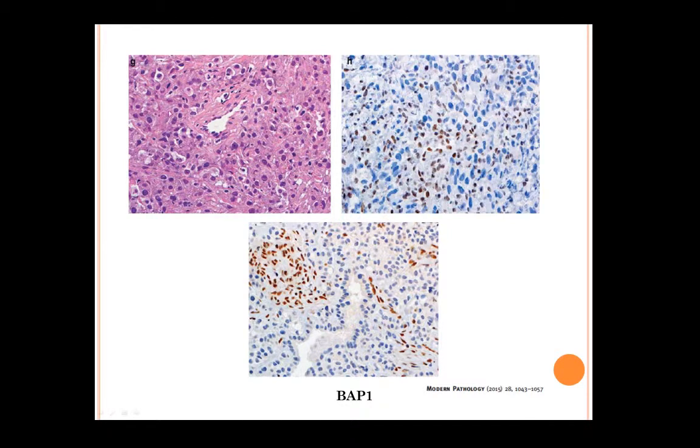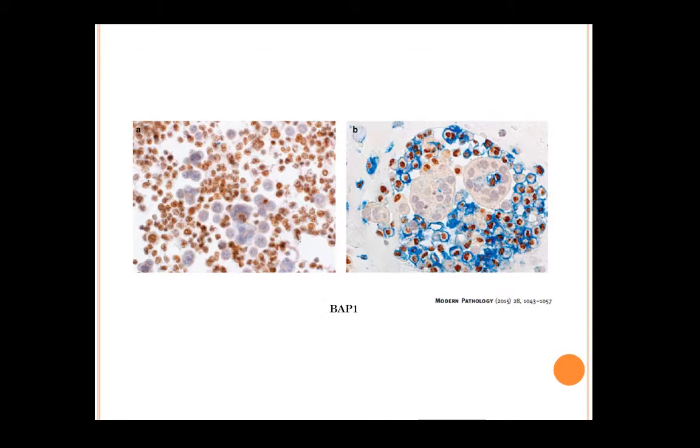This picture shows malignant mesothelioma with loss of nuclear expression of BAP1. So, usually in malignant mesothelioma, the cells are negative for BAP1, or in other words, positive for BAP1 loss. This picture shows again negative staining for BAP1 with expression of BAP1 in the background inflammatory cells, fibroblasts, or endothelial cells, and this can be used as a positive internal control.